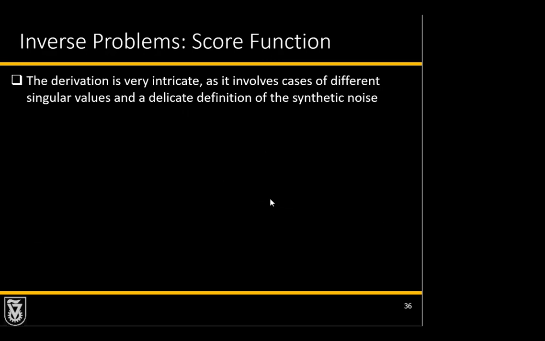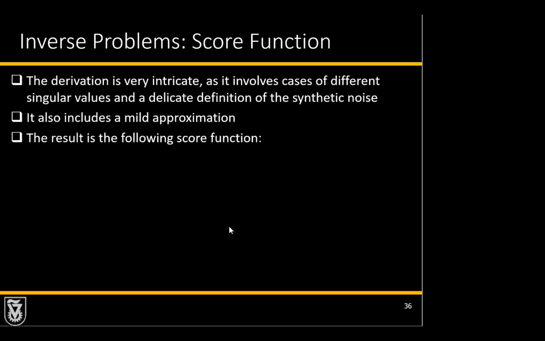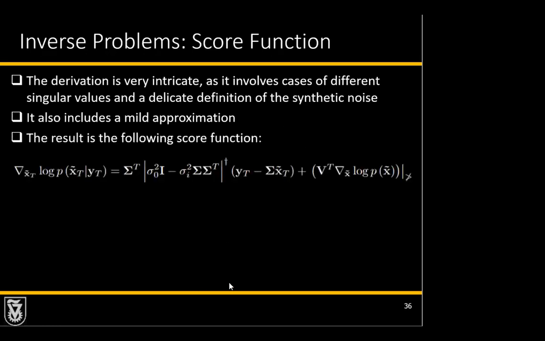Now, the derivation is also very complicated here. It involves many different cases regarding the different singular values, because while sigma is diagonal, it still has a different scale in every row. So we had to define the noise in such a way that this difference is actually Gaussian and we can derive it. We will not go into the details. We also did a mild approximation, and we ended up with this score function.